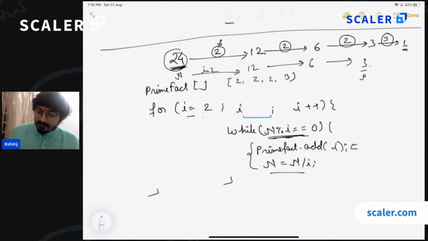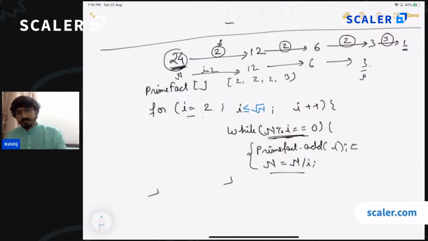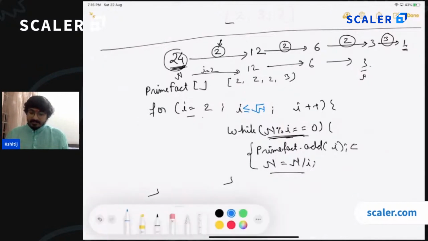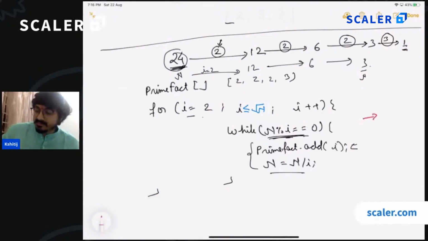Okay, so what should be the maximum value that I can take? The maximum value that I can take obviously is going to be square root of n, right? So the I that we are going to increment is going to be till square root of n. Okay. Now this code is going to print all the prime factors for us. I can say that there are two mistakes in this code, two very big mistakes. Can you guys quickly figure out them?